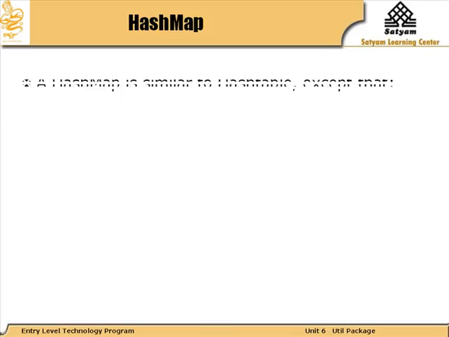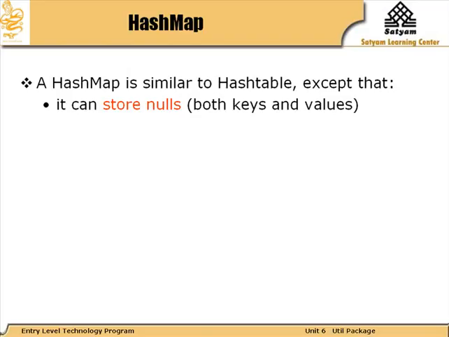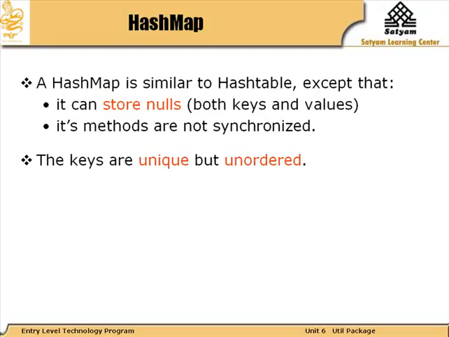HashMap. A HashMap is similar to a hashtable. It can store nulls both as keys and values, whereas a hashtable cannot store nulls as its keys. However, keys are supposed to be unique. The methods of HashMap are not synchronized, whereas the methods of hashtable are synchronized. As discussed, the keys are unique but unordered.